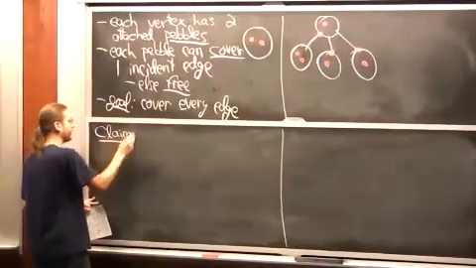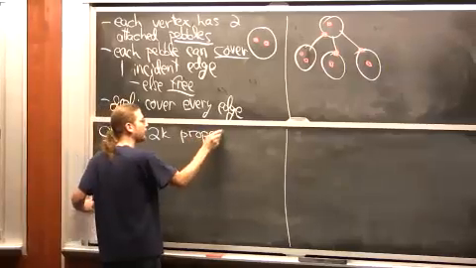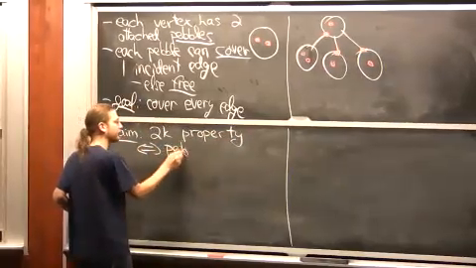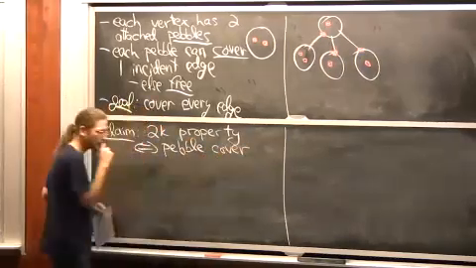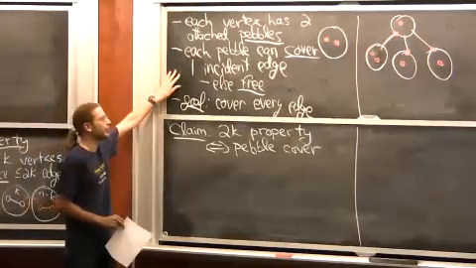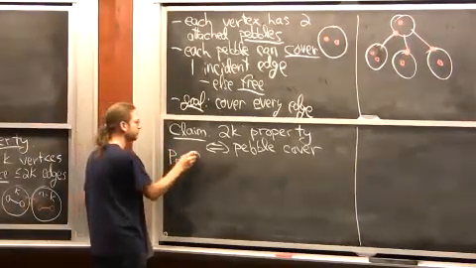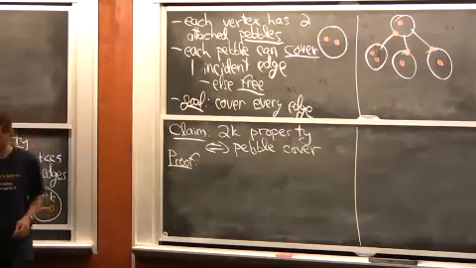So let's start with that. This is sort of why everything is working. A graph has the 2K property if and only if it has a pebble cover. So that's why we care about these pebble coverings. This is actually pretty easy to prove and gives a lot of intuition for why everything works here.